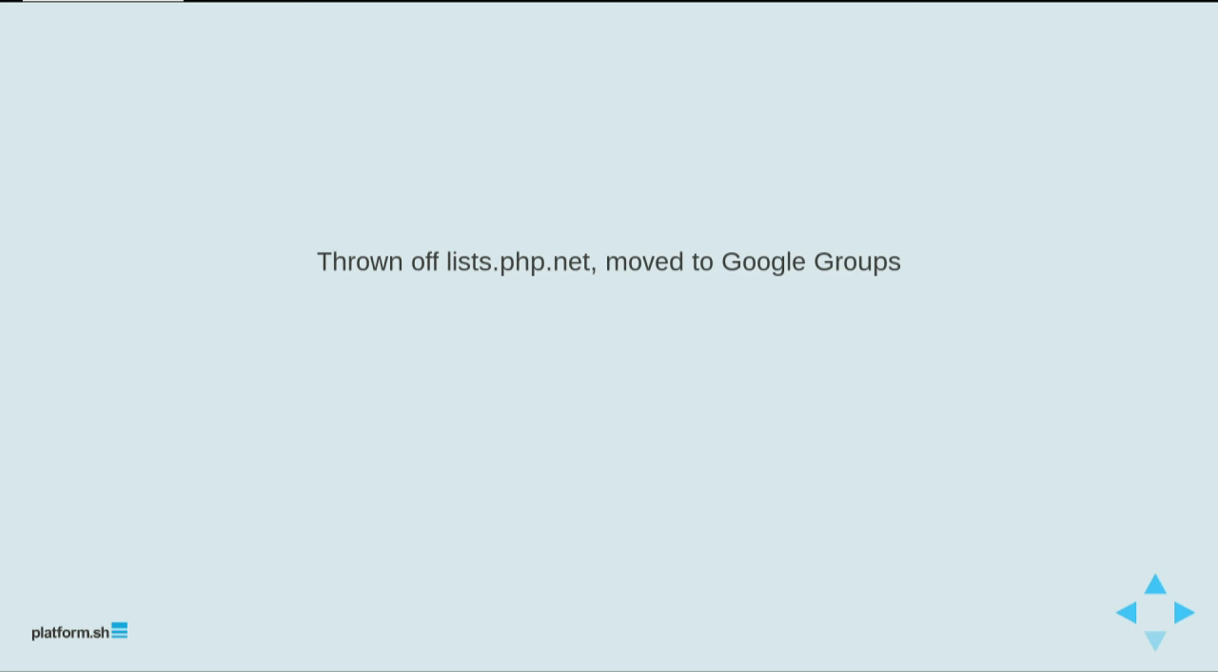Initially, the plan was to have a closed mailing list, which was totally incompatible with the way PHP.net worked. So they moved to Google Groups and didn't quite make it a closed list. It was a semi-closed list initially. Throughout the course of 2009, they admitted a couple of new projects as members.